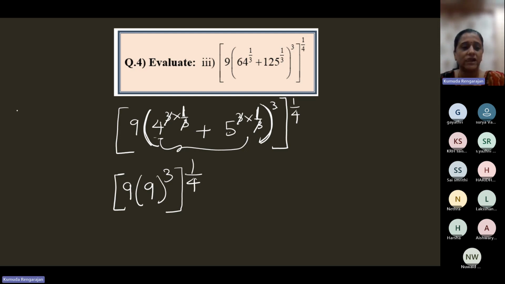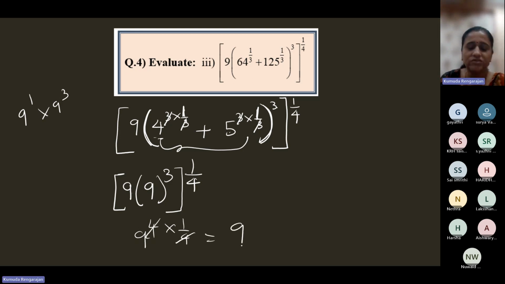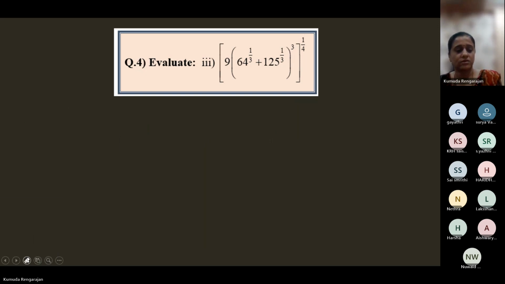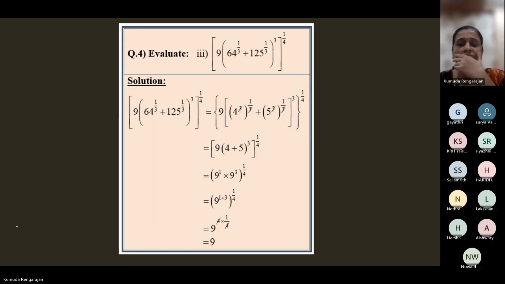Now this is 9 to the power 1 into 9 to the power 3. 1 plus 3, 4. 9 to the power 4, raised to 1 by 4. So 9 to the power 1, which is 9. That's what you see here.